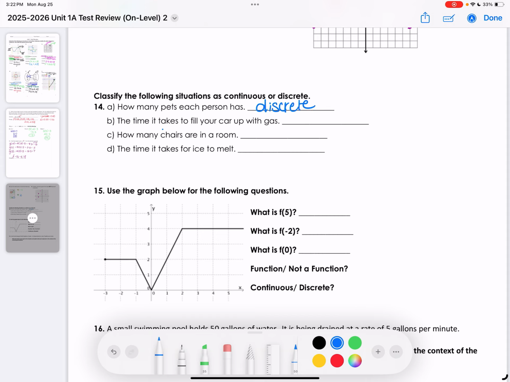Time and gallons or liters of gas is continuous because you can have partials. So this is whole only. This one's decimals. Chairs in the room. I don't know about you, but I can't have a decimal when counting my chairs. You can't have like 2.2 chairs. So that is going to be discrete. It's whole only. And time, that can have partials, that can have decimals, so that's considered continuous.